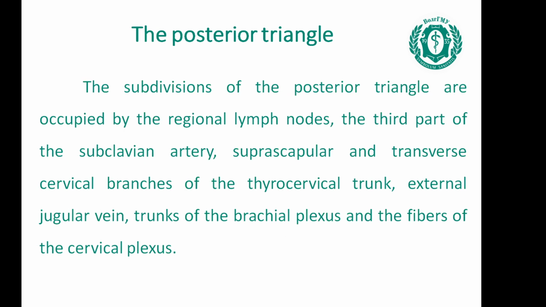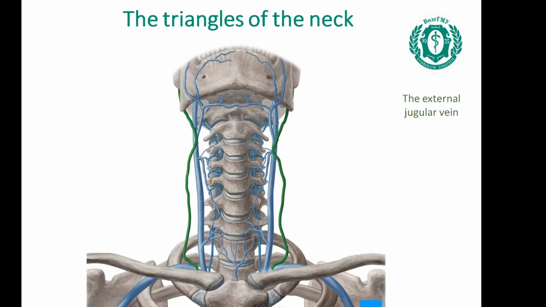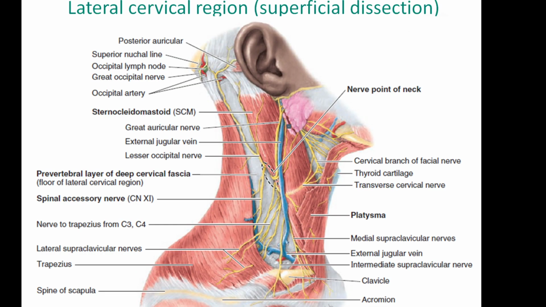The subdivisions of the posterior triangle are occupied by the regional lymph nodes. The third part of the subclavian artery, suprascapular and transverse cervical branches of the thoracocervical trunk, external jugular vein, trunks of the brachial plexus, and the fibers of the cervical plexus. Here you can see the way of the external jugular vein. Here you can see the topography of the lateral cervical region.